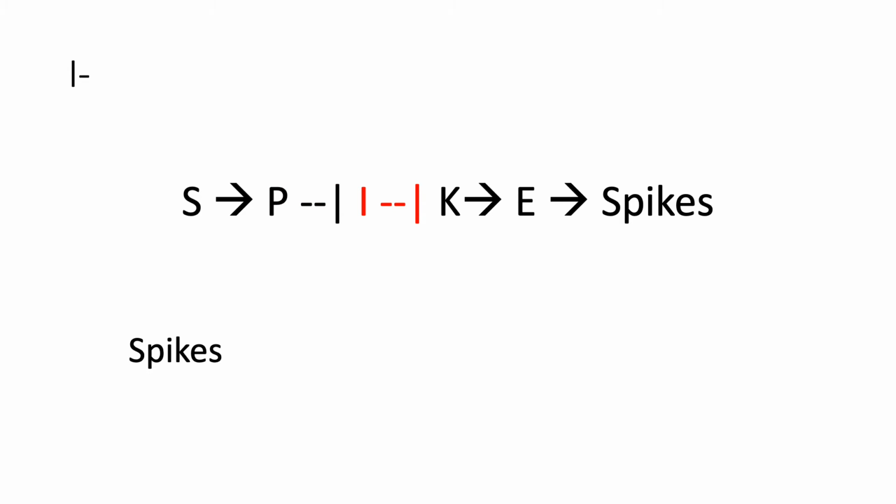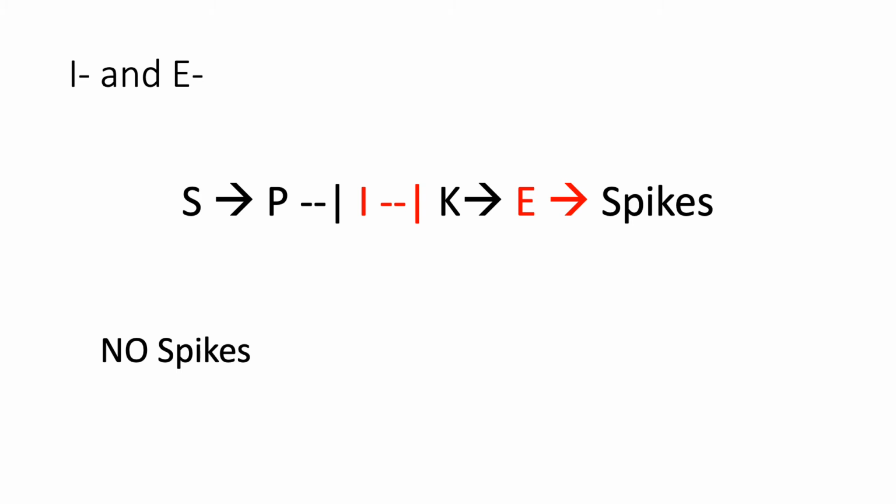Now we will be looking at what happens when I is lacking from the developmental network. Since I inhibits K, K is able to be expressed, and so E can be expressed, so spikes can be expressed in transcription.